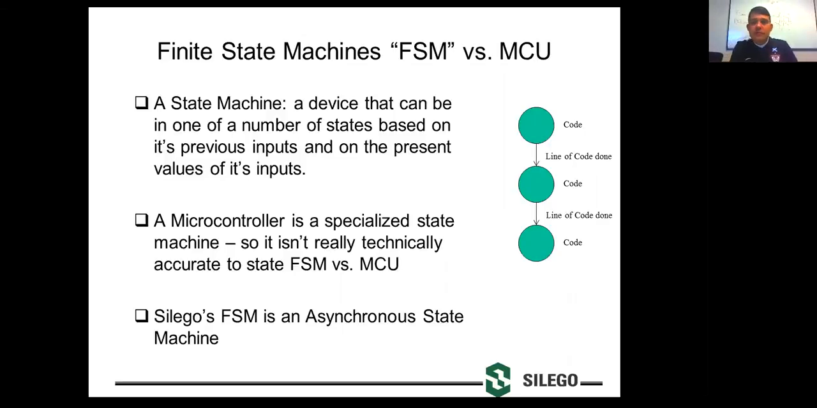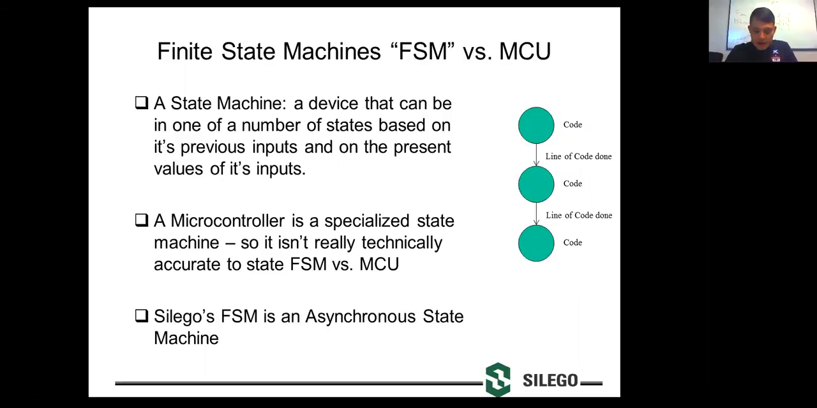So you've got input states, you've got output states, and the present state is determined by the inputs that are coming in, as well as the present values of the inputs, to determine what the next output state is going to be. A microcontroller is a specialized state machine. So it isn't really technically accurate to compare finite state machines with MCUs.